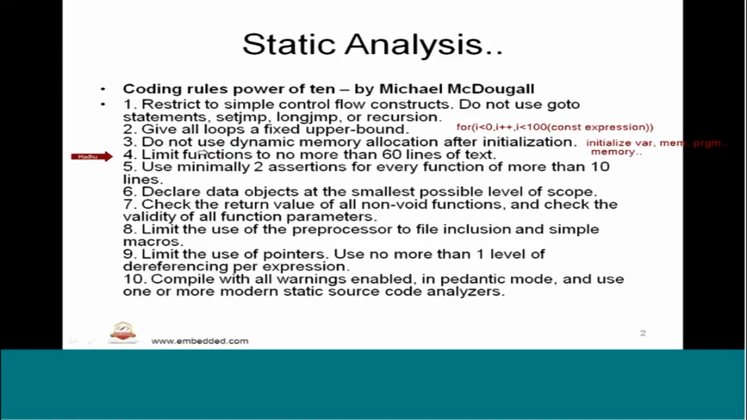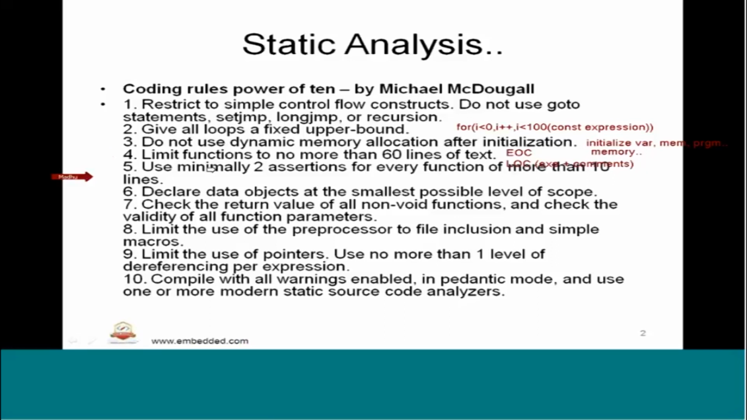Okay, the next one, limit functions to no more than 60 lines of text. We have seen 200 lines in one of the guidelines, but Michael McDougall says 60 lines is maintainable code, or a good enough number of lines for an embedded system function. Text here means executable lines of code or executable object code. It's also called lines of code. So better avoid more than 60.